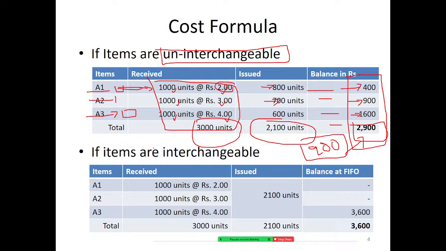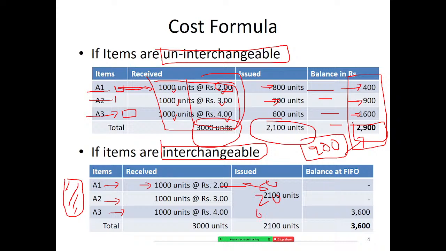If items are interchangeable, it means each and every item looks similar. Say in a rice mill, all the paddy bags are almost equal. A1, A2, A3, right? Here they purchased 1000 units at 2 rupees, 1000 units at 3 rupees, the same thing. Issued 2100, so they may supply 800 from here or 700 and 600 here, like that. So they can take this 2100 from A1, A2, A3.